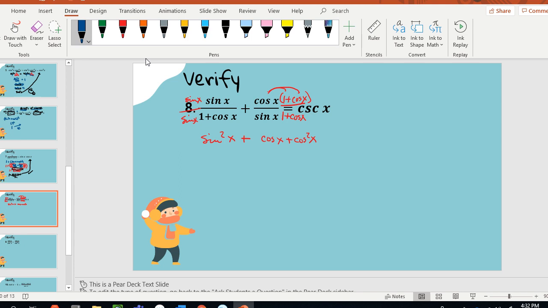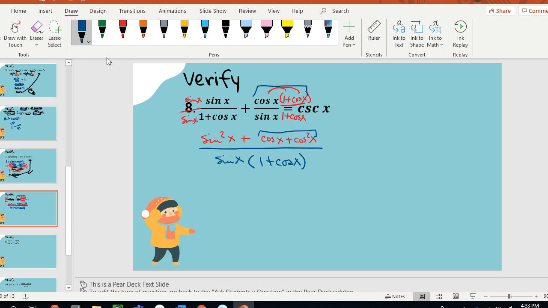Okay, I want to point out what I did. This right here, distributing that, gave me this piece right here. Now, it's going to all be over. Now, I'm going to have sine x times 1 plus cosine x. You see what I did?